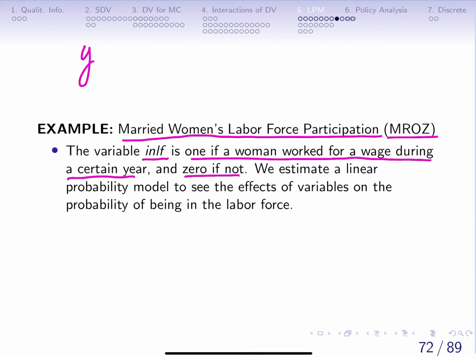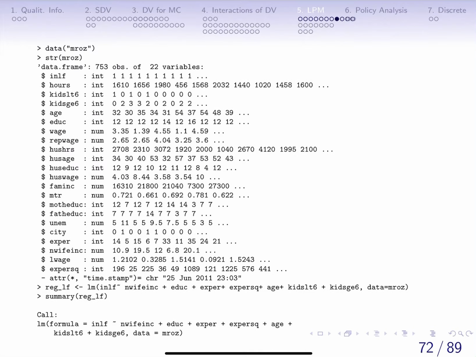And that's what we're trying to explain. So we will estimate a linear probability model to see the effects of the different types of variables in our data set on the probability of being in the labor force. So this is what we're trying to estimate. If you want, you can do some exploratory analysis with your data. First, you load your data using the Wooldridge package, and then maybe look at the structure of the data and at all the different variables you have.